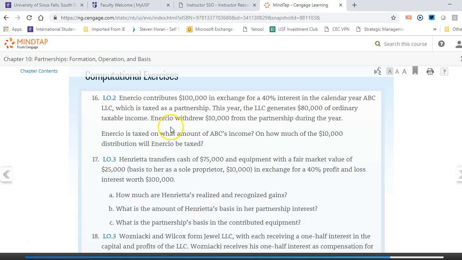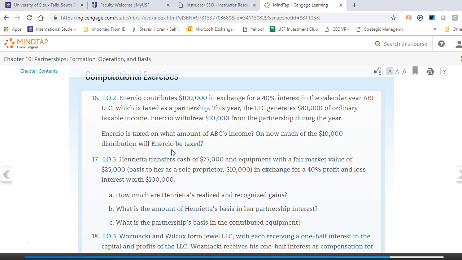So for question 16, Inercio contributes $100,000 in exchange for 40% interest in the calendar year ABC LLC, taxed as a partnership. This year, the LLC generates $80,000 of ordinary taxable income. Inercio withdrew $10,000 from the partnership during the year. Inercio is taxed on what amount of ABC's income? On how much of the $10,000 distribution will Inercio be taxed?